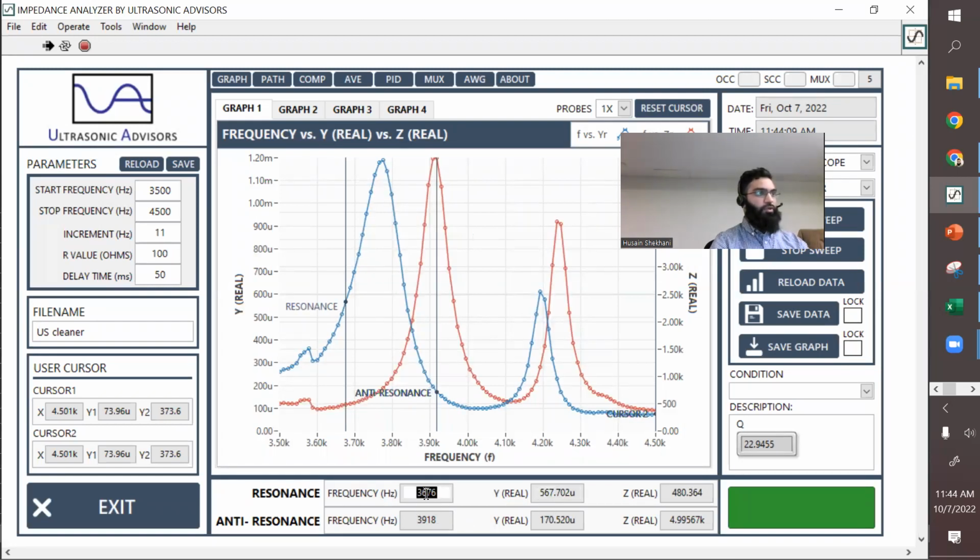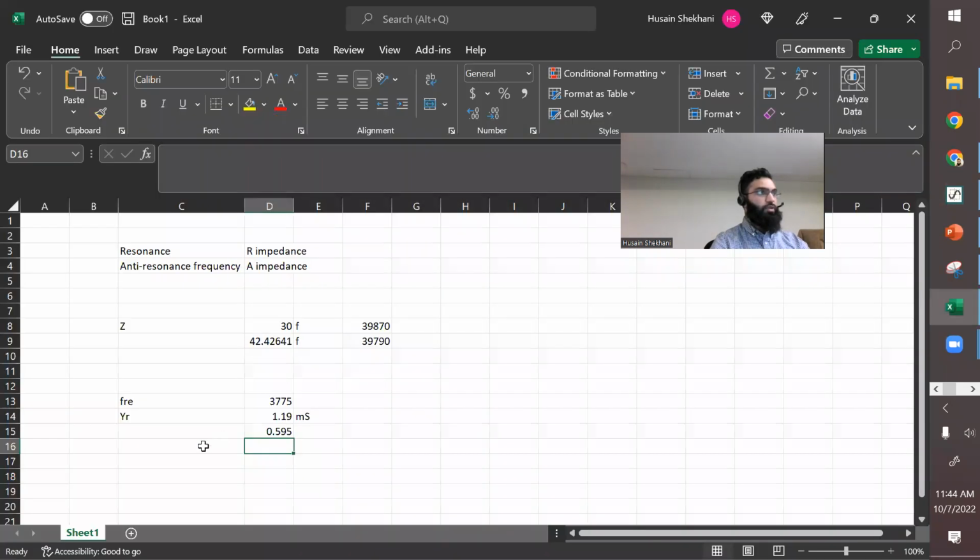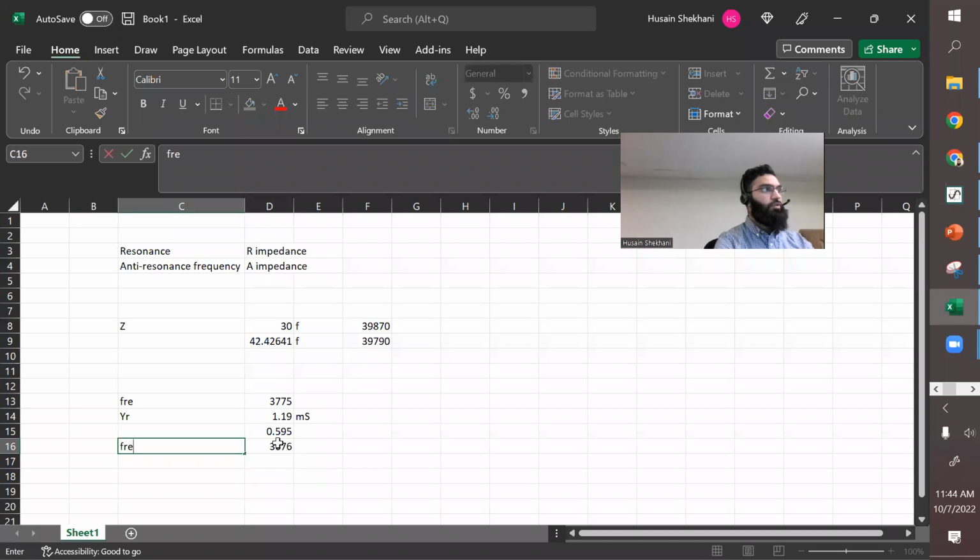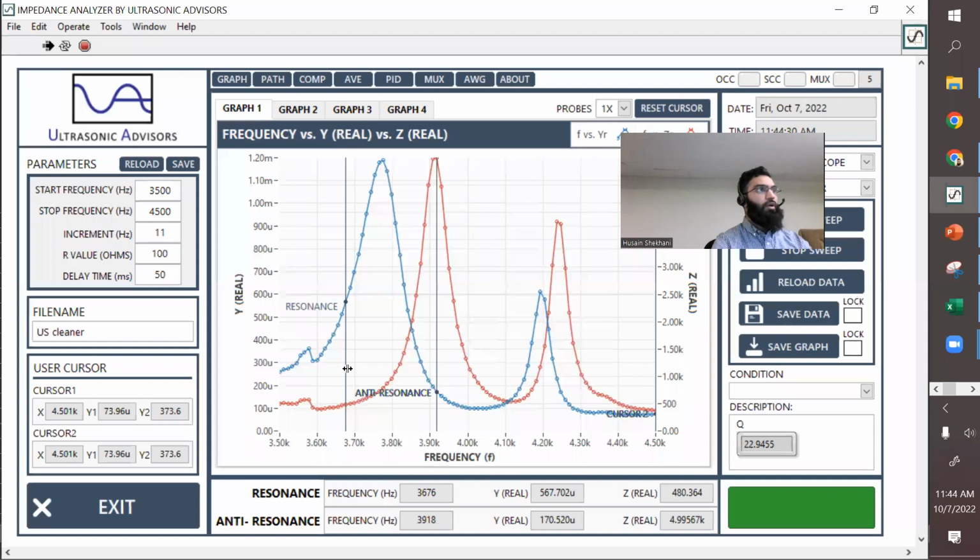This is 3676. The frequency is 3676. So I'll just continue. I'll call this F1. This is FR. And I'll do F2, which is going to have the same admittance, but on the other side. Sometimes you'll find this not symmetric, even despite doing these advancements in accuracy.